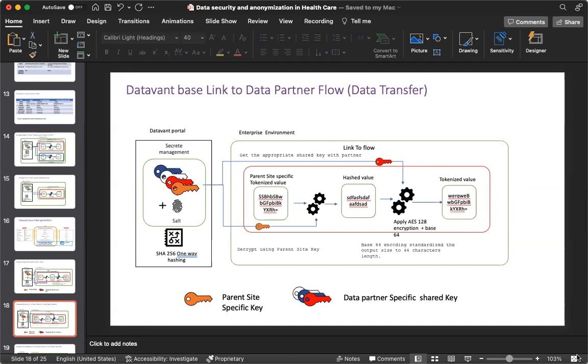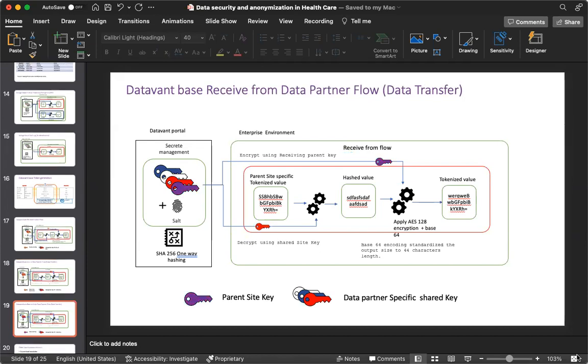If you want to share, the first step is to decrypt the data using our own parent site key, which produces a hashed value, a secure hash SHA-256 value. Once we have that value back, it is re-encrypted using a shared key so that it can be transferred to our agreed partner. That's the last step. The output is going to be 44 characters, regardless of the length of the source, so it's consistent.